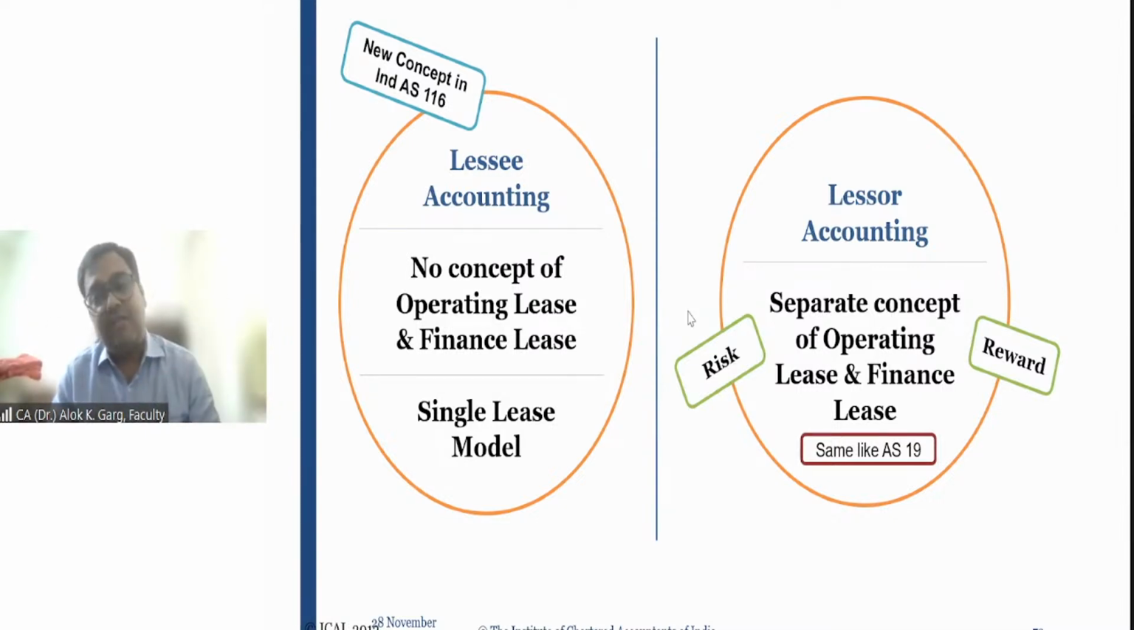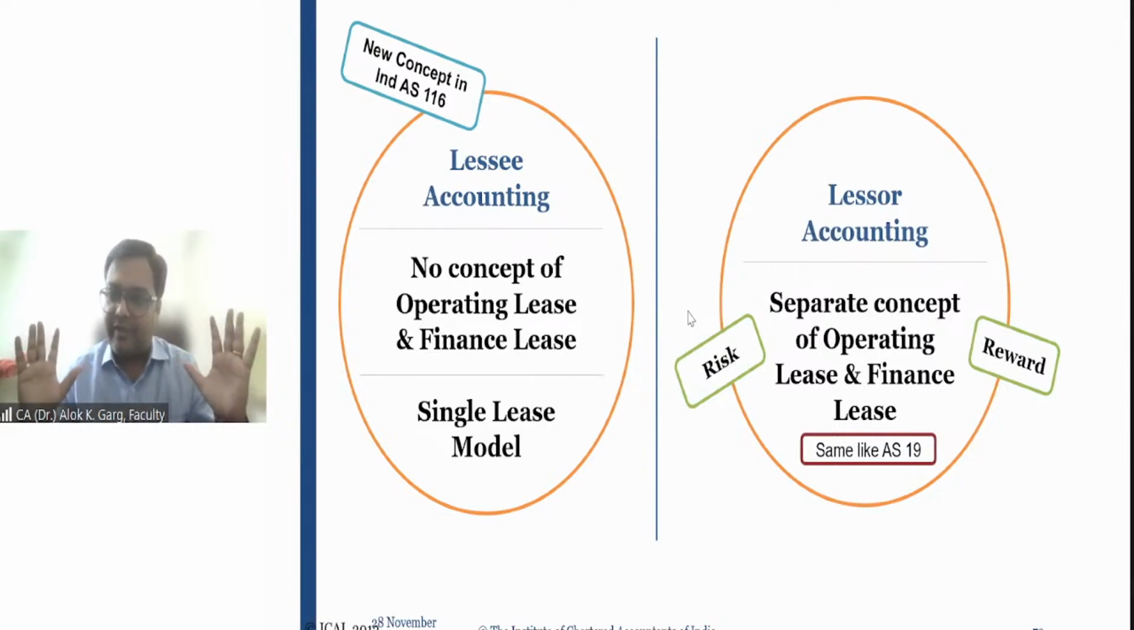one asset in lessee books, one asset in lessor books, but the substance of these two assets are different. The life of these two assets are different, right? Do you agree with that?